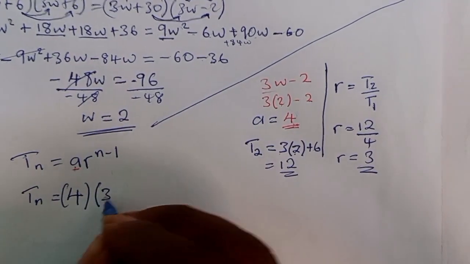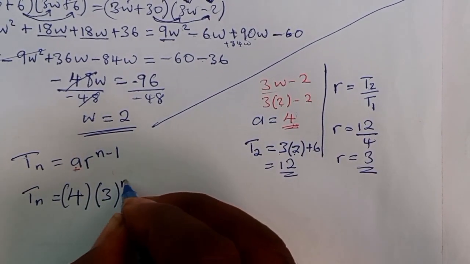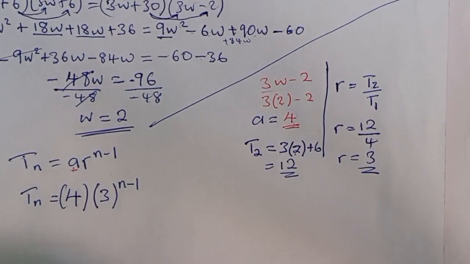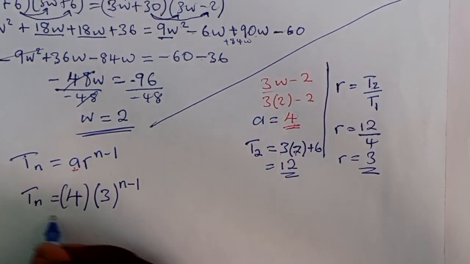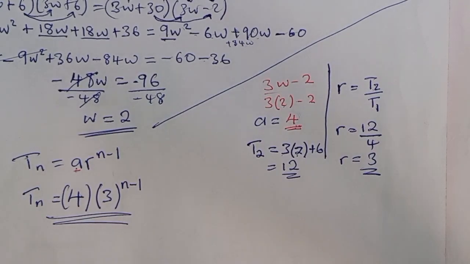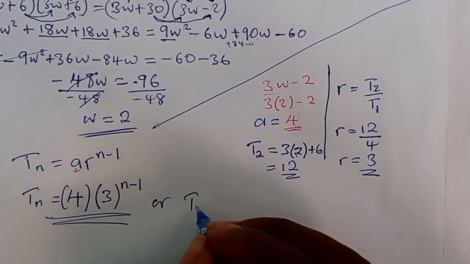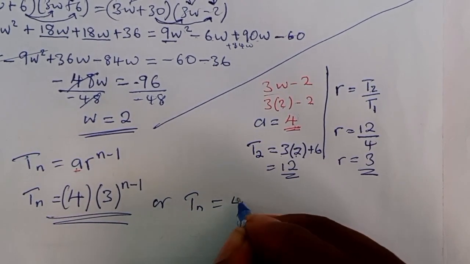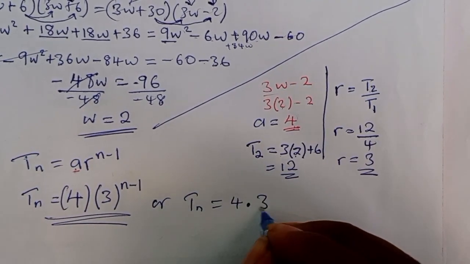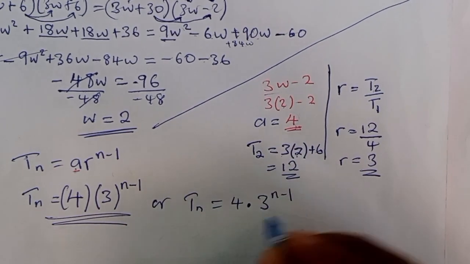So 3 to the power n minus 1. So that is the answer. Or if you want, you can say nth term is equal to 4 times 3 to the power n minus 1. It's the same.